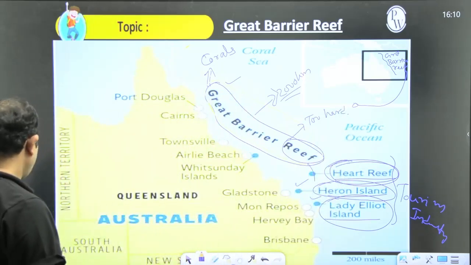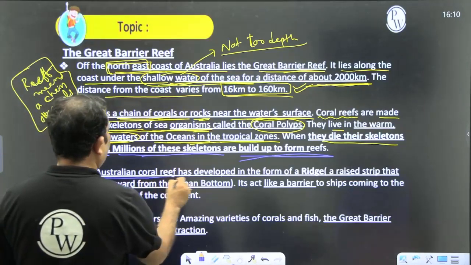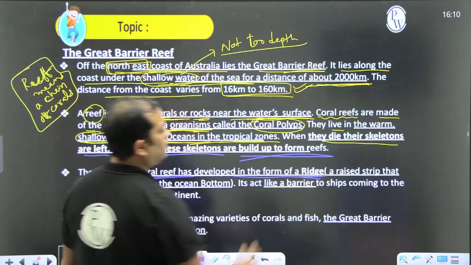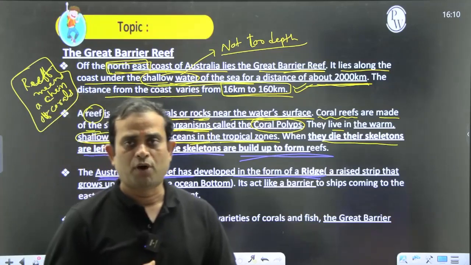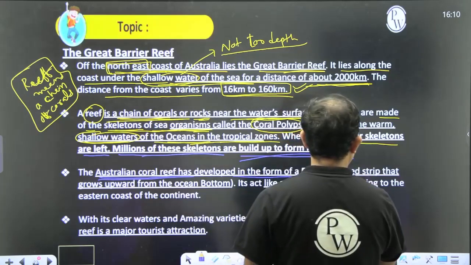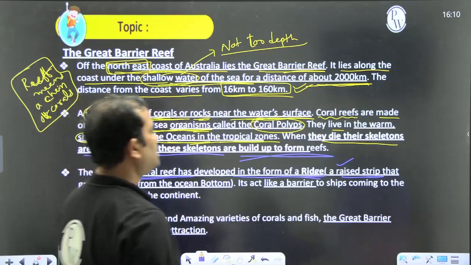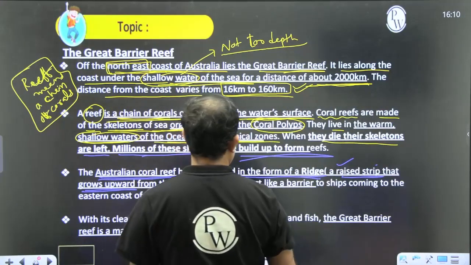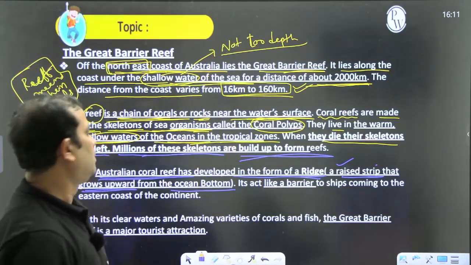So the Australian coral reef has developed in the form of a ridge. A ridge is a raised strip that grows upward. It goes upward from the ocean bottom.